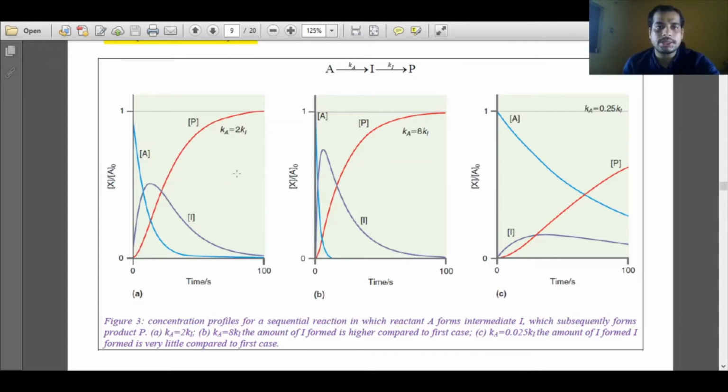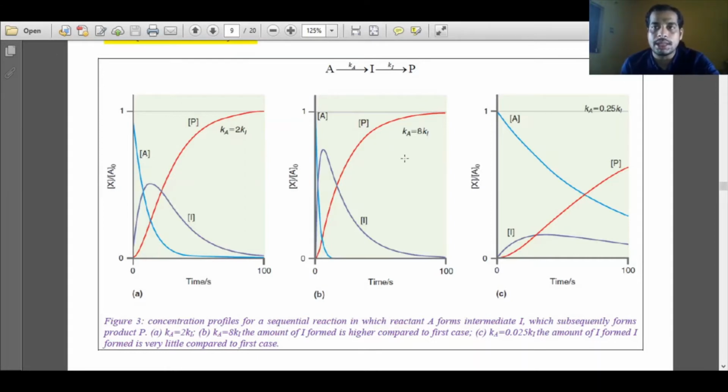We'll compare this condition with another condition, that is a case where Ka is equal to 8 Ki, means Ki is small in this case, means the rate of formation of product is slow in the second graph compared to the first graph. What does that mean? That means the decay of intermediate is slow in the second case, means intermediate decay to the product is slow. That's why we get a larger amount of intermediate in the second case compared to the first case. In the first case, intermediate is decaying at a faster rate compared to the second case.